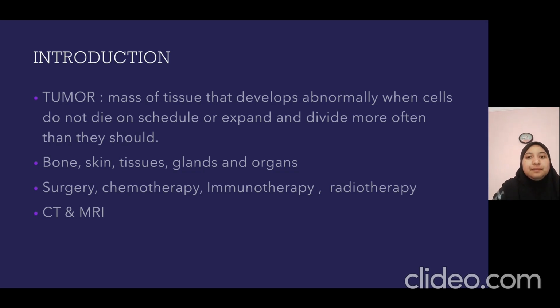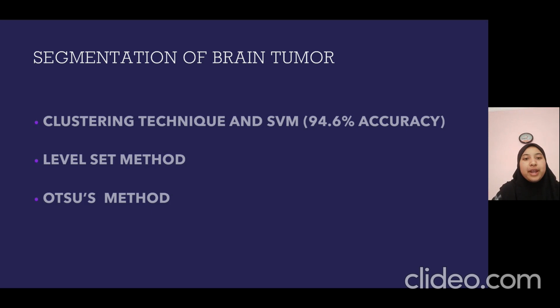So moving on, segmentation of a brain tumor. Image segmentation of brain tumor detection can be observed from different parameters such as accuracy, precision, recall, and response time. For the clustering technique and SVM, which is support vector machine, when using this technique, the accuracy and precision of tumor detection increase, with the classifiers able to detect 7 features, and SVM proved with 94.6% accuracy.